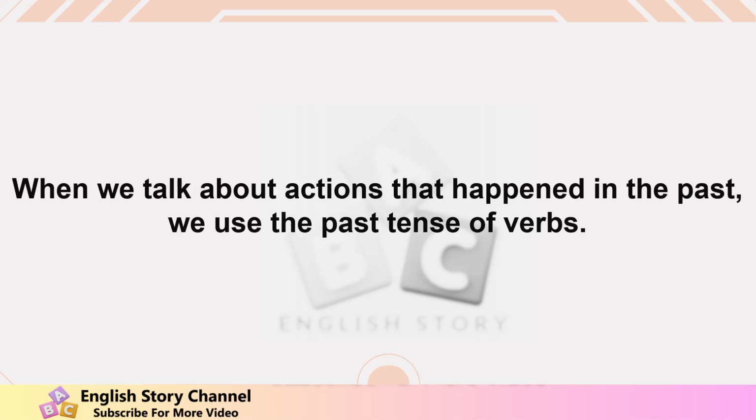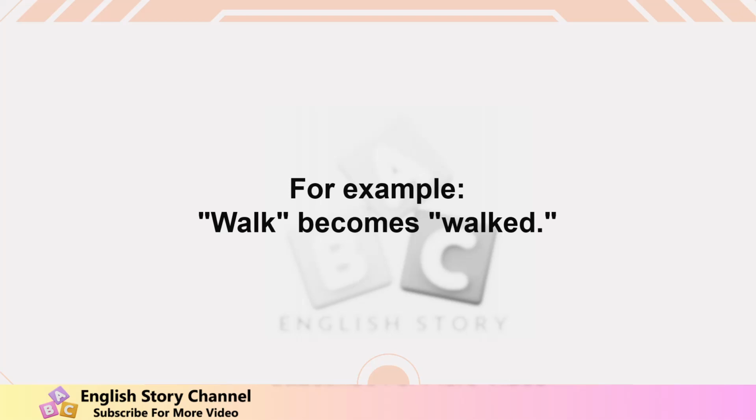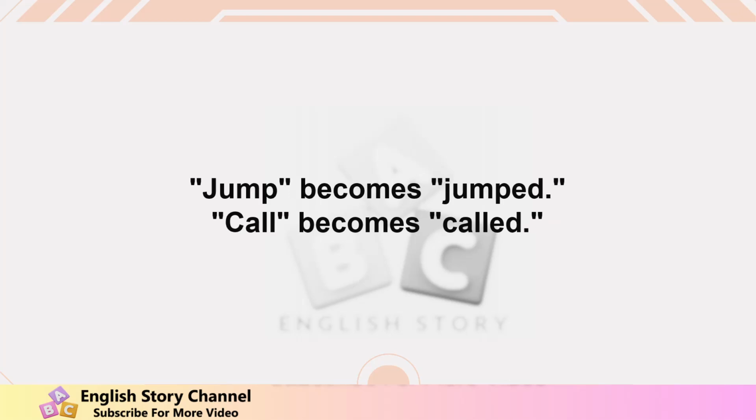When we talk about actions that happened in the past, we use the past tense of verbs. Most verbs in English are regular verbs. To make them past tense, we usually add ed to the end of the word. For example, walk becomes walked. Jump becomes jumped. Call becomes called.